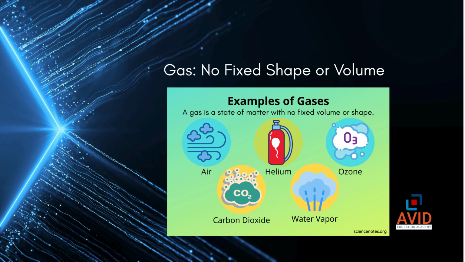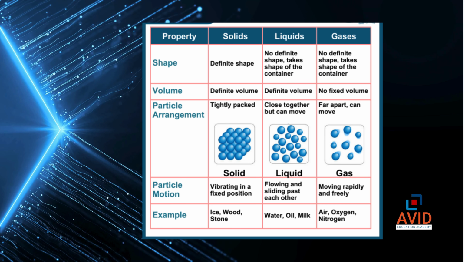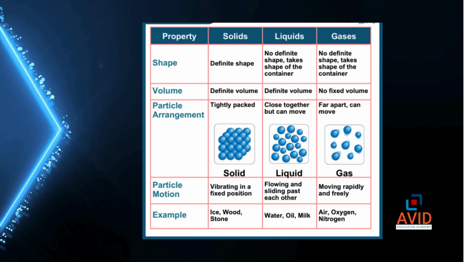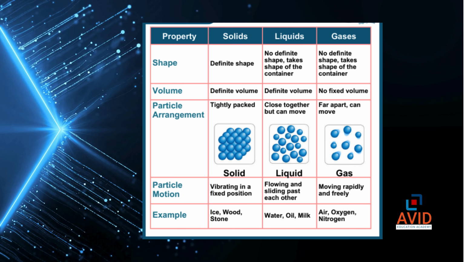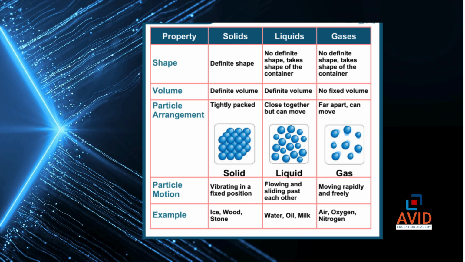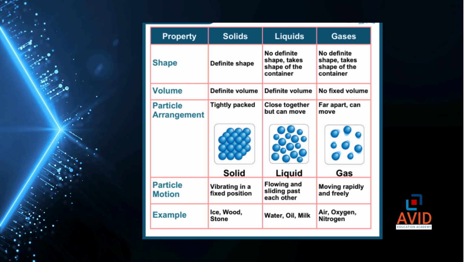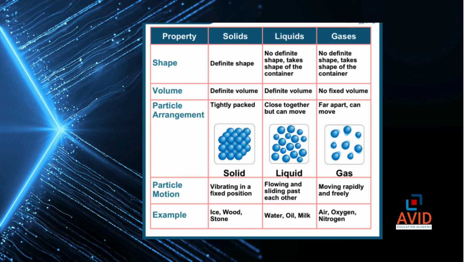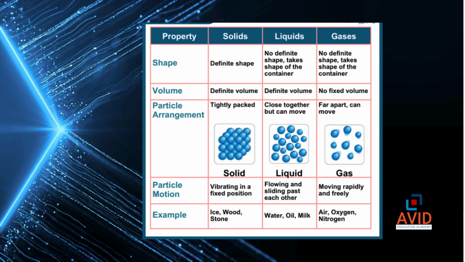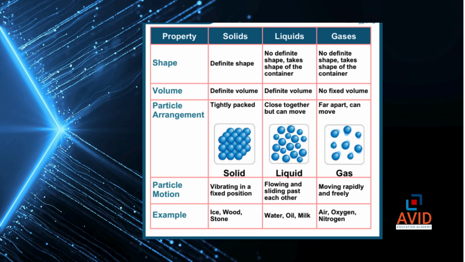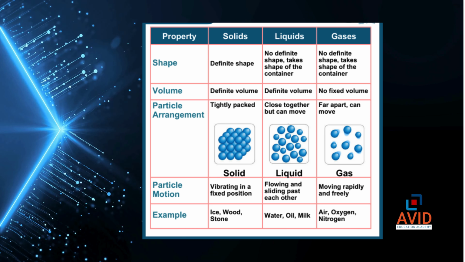Let us quickly compare the 3 states. Solids have fixed shape and fixed volume. Liquids have fixed volume but no fixed shape. Gases have neither fixed shape nor fixed volume. Solids cannot be compressed. Liquids can be compressed slightly. Gases can be compressed easily. ठोस दबते नहीं हैं, तरल थोड़ा दबते हैं, और गैसें आसानी से दब जाती हैं.